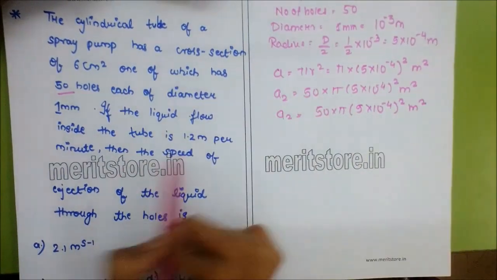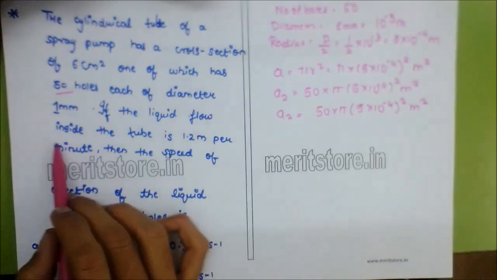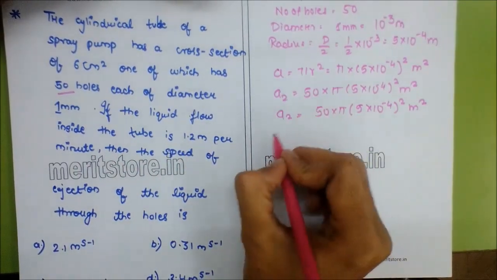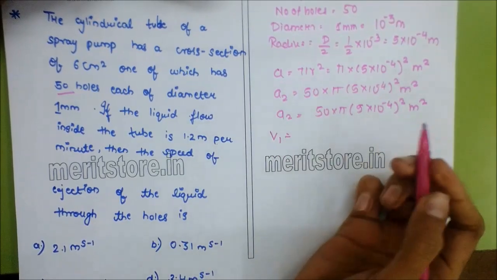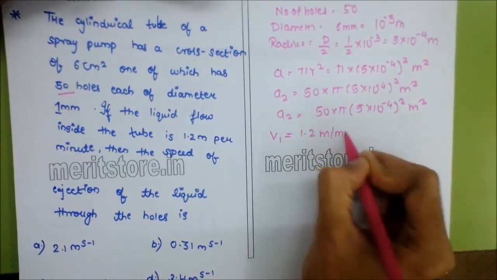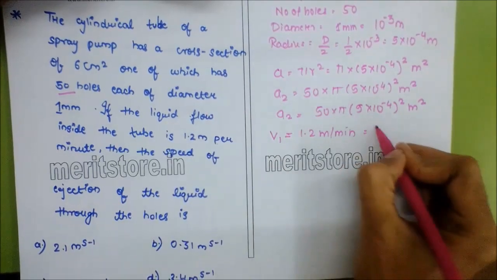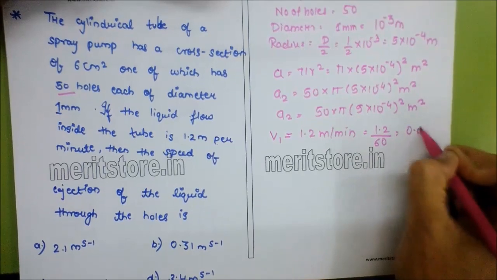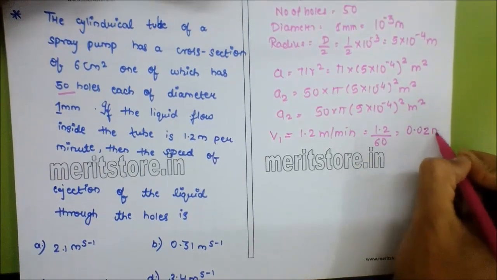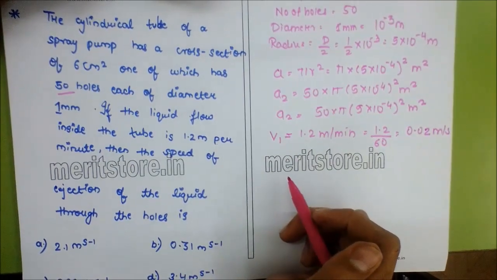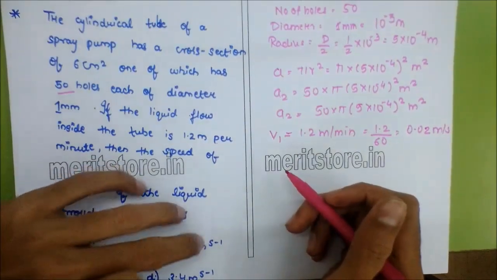Now we have been given the speed. The liquid flows inside the tube with 1.2 meters per minute. So the velocity of the liquid, we'll take it as v1. It is 1.2 meter per minute. So we'll convert it into seconds. So 1.2 upon 60, that will give you 0.02 meter per second. So the velocity of the liquid is 0.02 meters per second.